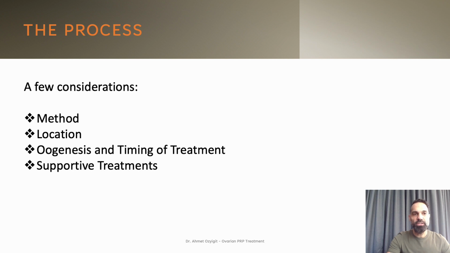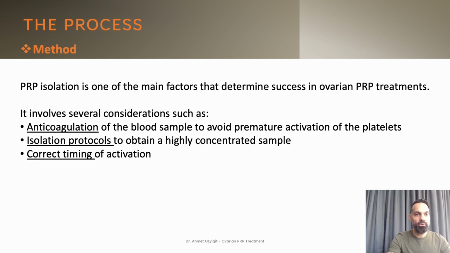So a few considerations for ovarian PRP would be the method you're using, the location, oogenesis and timing of your treatment, and what kind of supportive treatments you can provide the patient so that you can actually help with the stages of oogenesis. Now, in terms of the method, a whole blood sample of the patient is obtained peripherally. So this is just like getting a blood test.